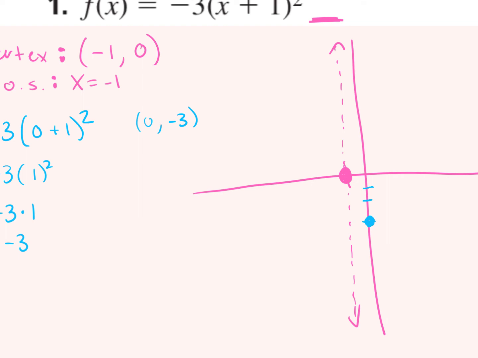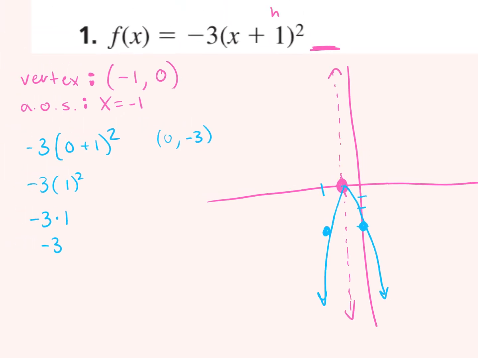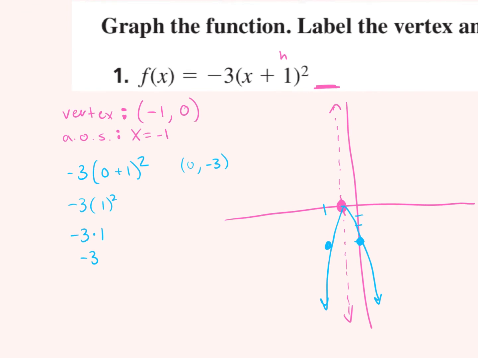Now, Joey, how can I find my other point? Mirror it. So since I'm 1 space away from my axis of symmetry on the right, my other point's going to be 1 space away on the left, and then I can just connect the dots with my parabola. From the beginning, I knew this graph was going to open down because my A is what gets multiplied out front, and my A is negative, so that tells me it's going to be a sad face.